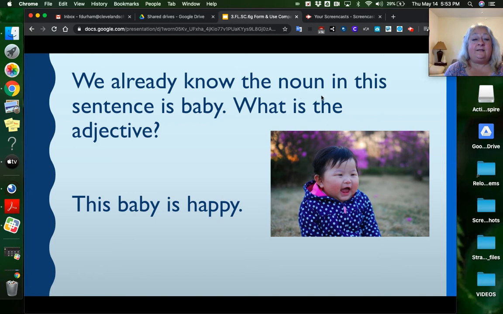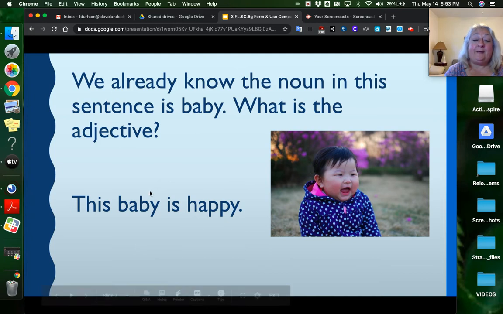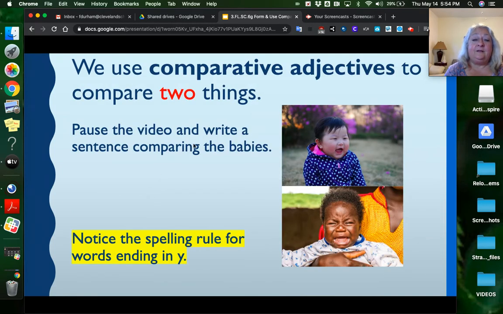We already know the noun in this sentence is baby. What is the adjective? That's right, happy. Happy describes the baby. When we are comparing two things, we use comparative adjectives. Pause the video and write a sentence comparing the babies. Don't forget your spelling rules for words ending in Y, or the consonant vowel consonant when you double the consonant.